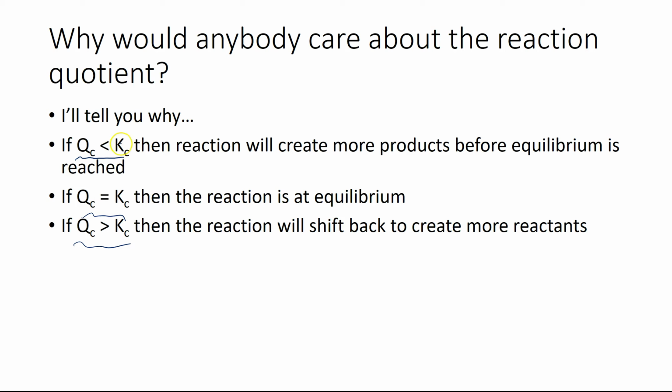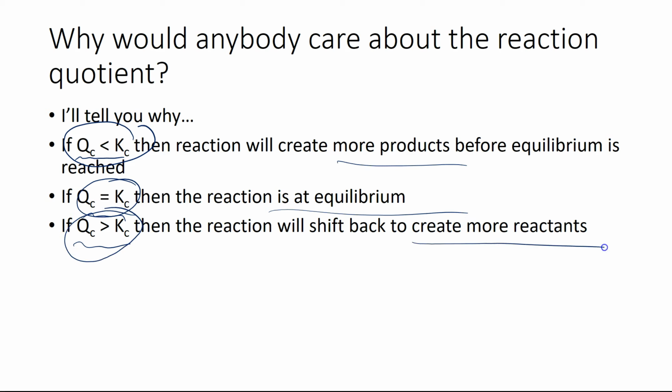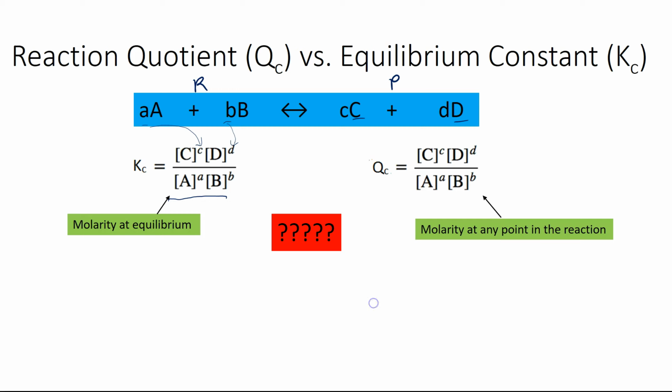These are the three things you need to remember, though. If Qc is less than Kc, we're going to get more products. If Qc equals Kc, we're at equilibrium. If Qc is greater than Kc, we're going to get more reactants. The calculation for doing that looks just like the equilibrium constant. You just have to understand that the equilibrium constant can only be calculated at equilibrium. Reaction quotient can be calculated at any time. All we need to know is the relative molarities of our reactants to our products.